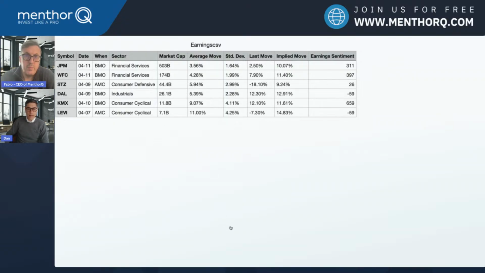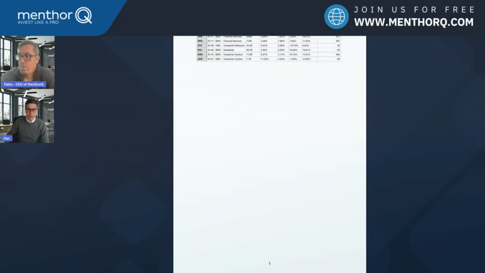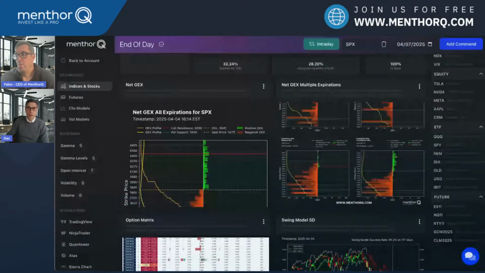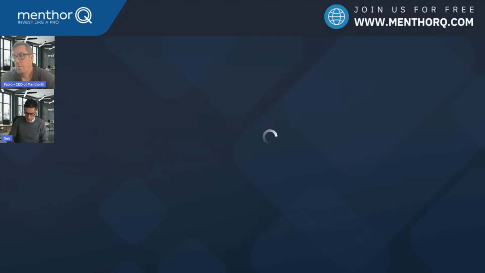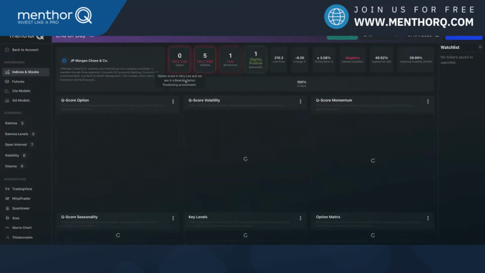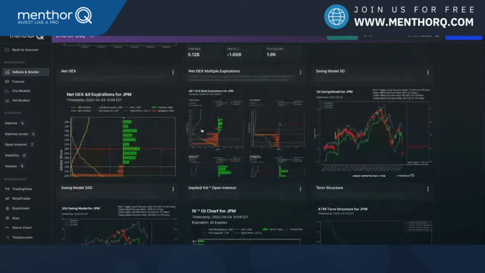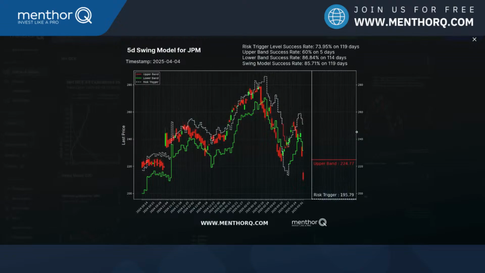So let's circle back and take a look at some things in the dashboard of ManTQ. Let's go to JPM. Seasonality is positive, which is nice, but we have an upper band here. You see, we broke through the lower band, so we went to the upper band. This is history, this is now.